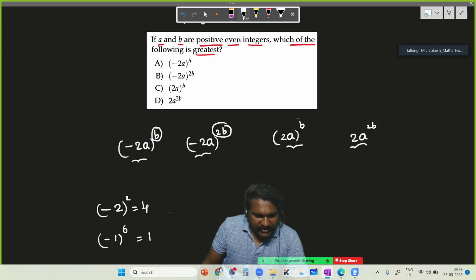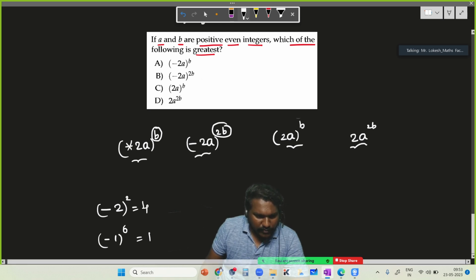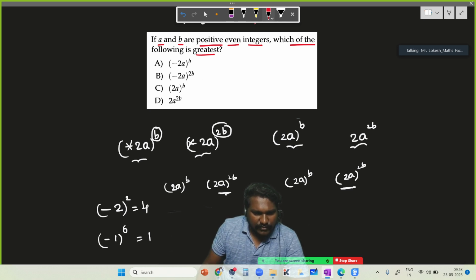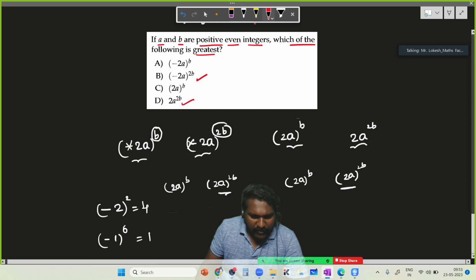Since here both a and b are positive, when we have b in the power, it is an even positive number, so it is always positive. So we need not bother about the negative symbol. So all are the same then: 2a power b and 2a power 2b, and 2a power b and 2a power 2b. Which of the following is greatest? Now obviously both B and D will return the same value. So it is a multiple correct answer, I think.